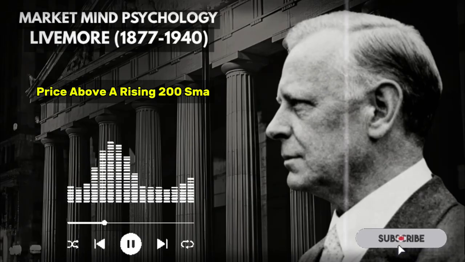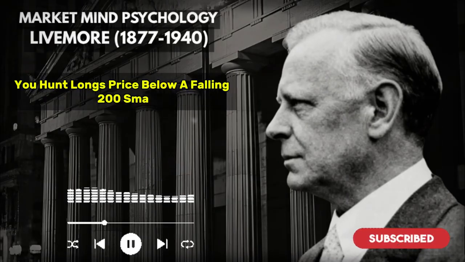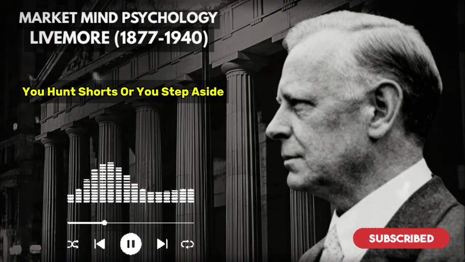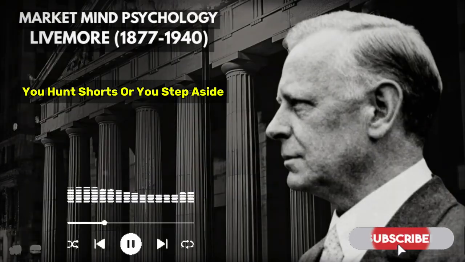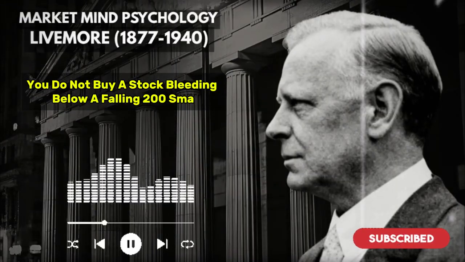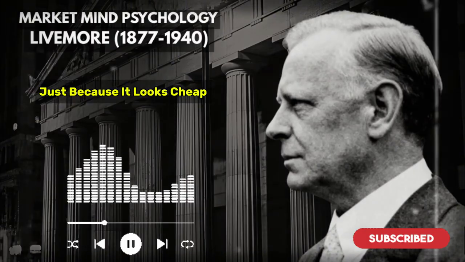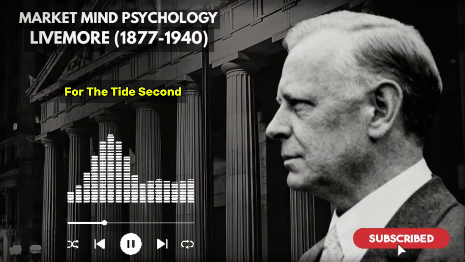Price above a rising 200 SMA, you hunt longs. Price below a falling 200 SMA, you hunt shorts, or you step aside. You do not buy a stock bleeding below a falling 200 SMA just because it looks cheap. The tide is going out. You wait for the tide.